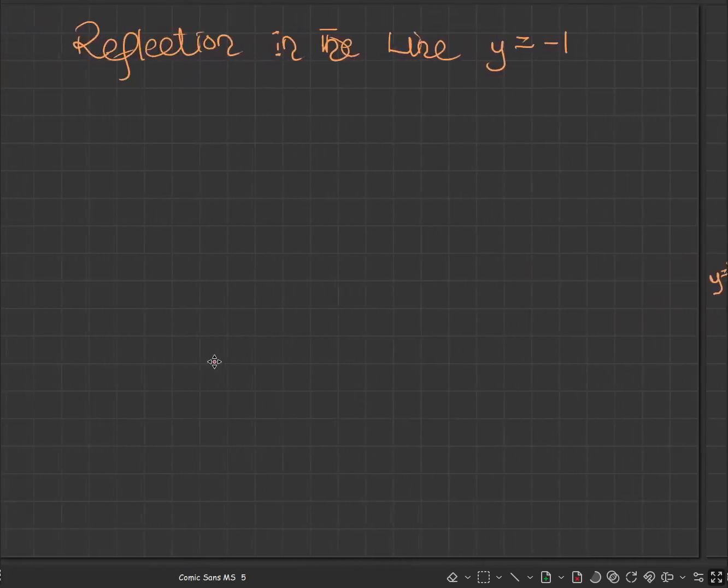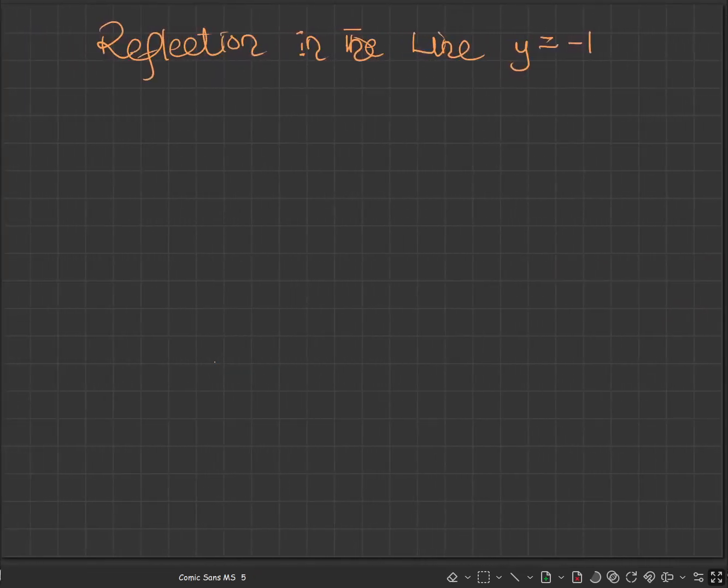So just as we have always done, there is a formula for this kind of reflection. All you have to do is maintain the value of x. The value of x does not change. But for y, you always flip it such that it satisfies the condition of reflection. That is, the distance from our mirror line, which this time around is the line y equals -1, from the object to the image will be the same.